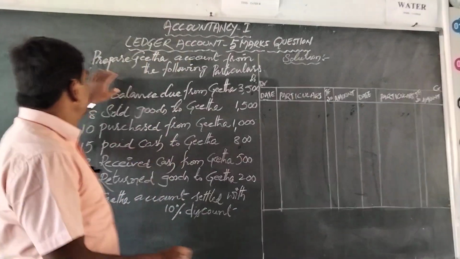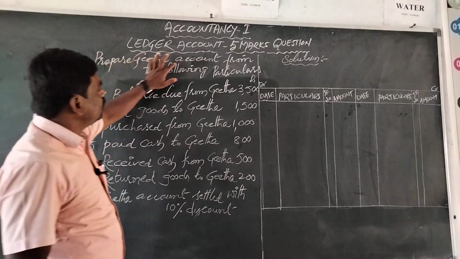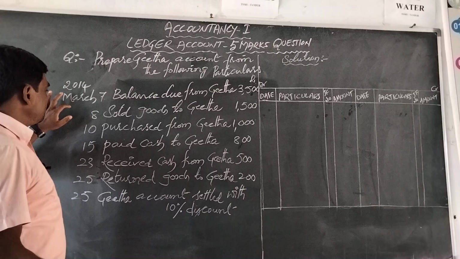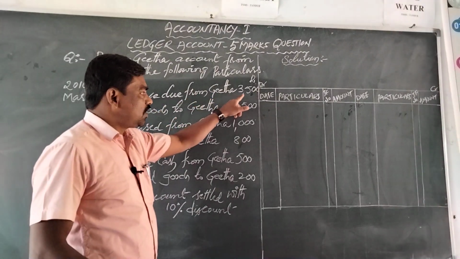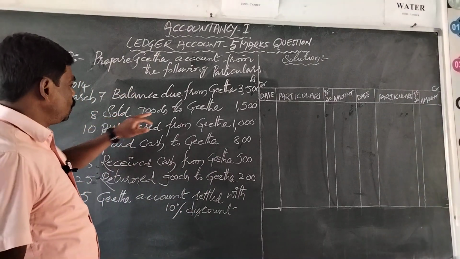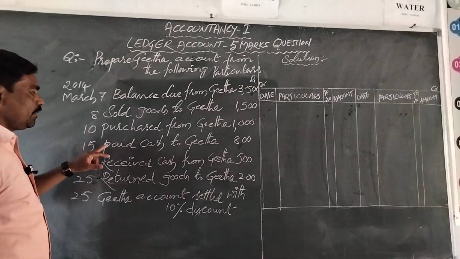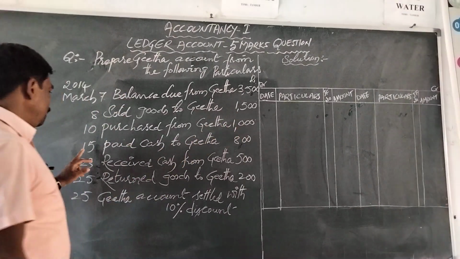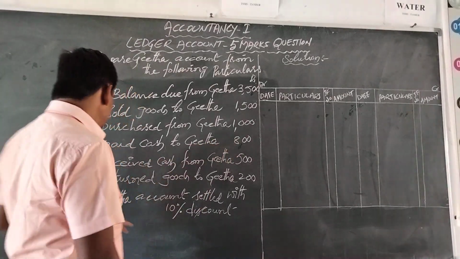Problem. Question: prepare Geeta account from the following particulars. 2014 March 7th, balance due from Geeta rupees 3,400. On March 8th, sold goods to Geeta rupees 1,500. On March 10th, purchased goods from Geeta rupees 1,000. On 15th March, paid cash to Geeta rupees 800.